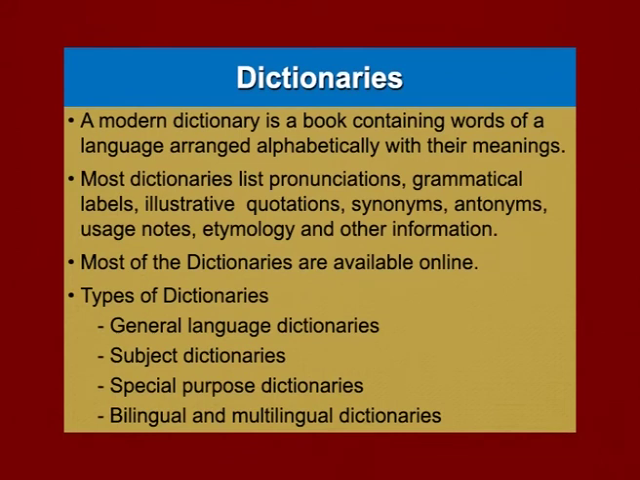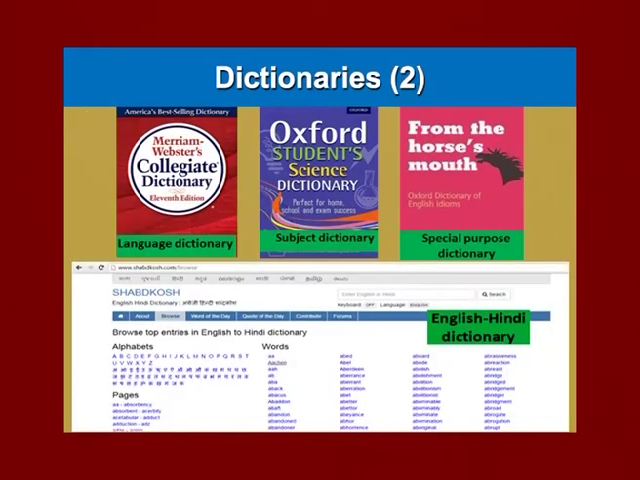Types of dictionaries include general language dictionary, subject dictionary, special purpose dictionary, and bilingual or multilingual dictionary. Now these are examples of some dictionaries. Merriam-Webster's Collegiate Dictionary is a language dictionary, a science dictionary is a subject dictionary, and a dictionary of idioms is a special purpose dictionary. In the Shabdkosh we have an English and Hindi translation dictionary, which you can also find in the multilingual or bilingual dictionary category.